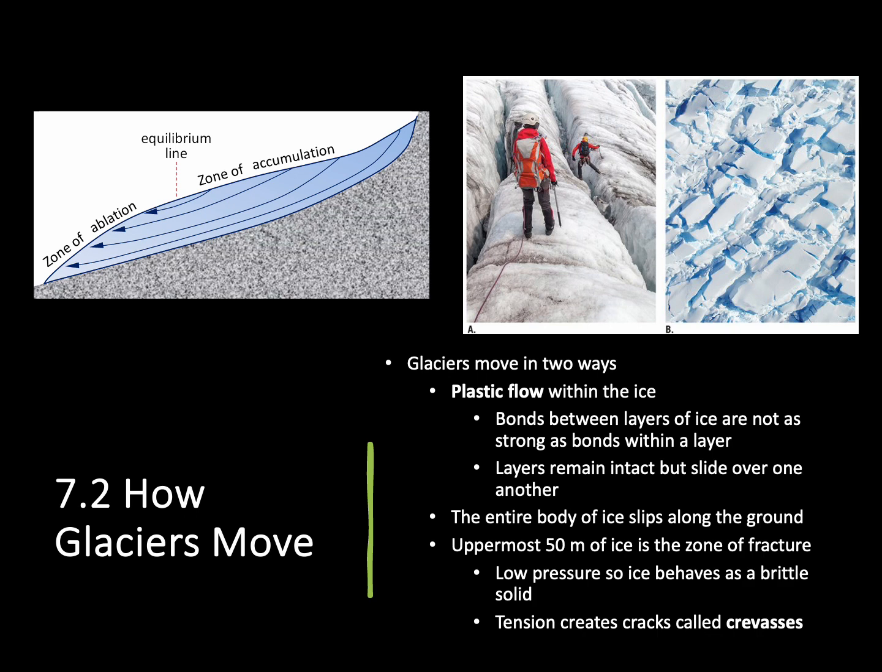But the other way that glaciers can flow is having just the entire body of ice slip all at once. This one is less common than our plastic flow. It generally happens on smaller glaciers.